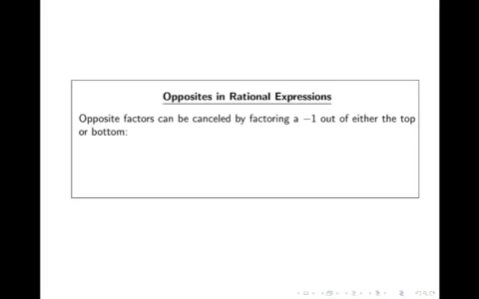So in order to cancel opposites, all we need to do is factor a negative 1. We can either factor it out of the top or the bottom. Normally we're going to want to do it in a way so that we have that form that we like, where it's x minus something. So if we have x minus a over a minus x, we could factor out a negative 1 in the bottom to make factors that cancel.